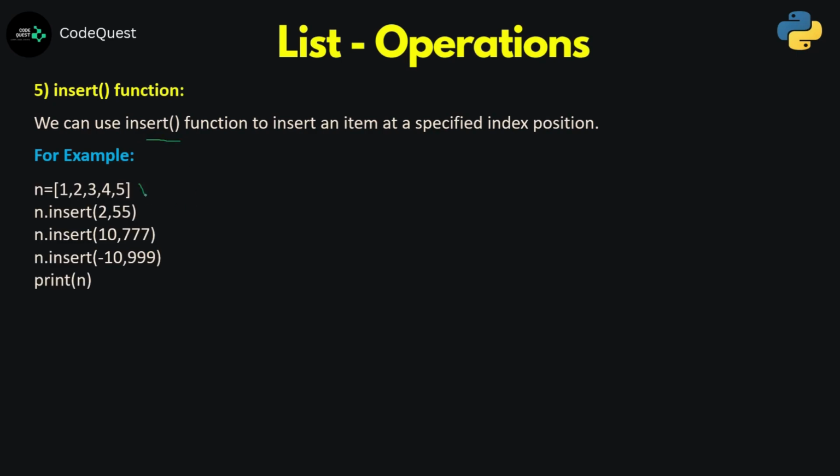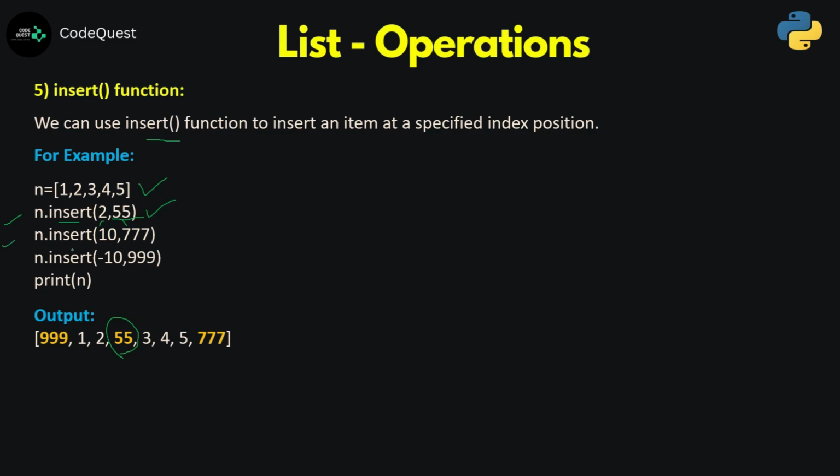So assume this is a list available with some elements: 1, 2, 3, 4, 5. Now this one, n.insert. The insert function takes two parameters. The first one is the index position and the second one is the item. So the meaning of this line is we are trying to insert 55 at index position 2 in the list. This is index 0, this is 1, so this is 2. I mean, in place of 3 we are going to get this 55. So now the updated list, as you can see, has 55 added at index 2.